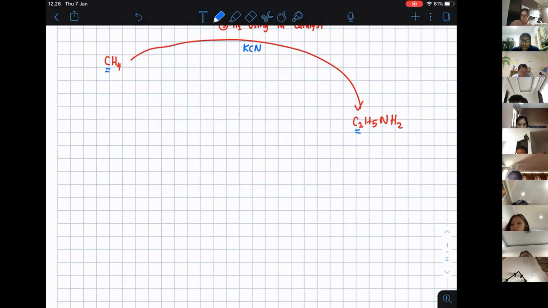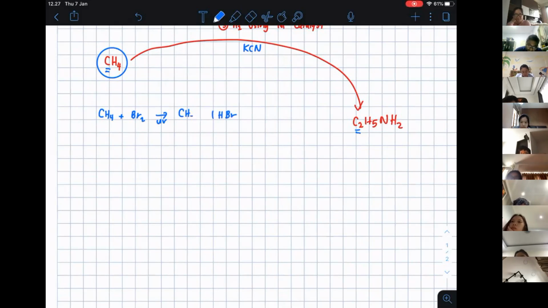KCN will only react with halogenoalkane. So you need to change this into halogenoalkane. How do you change CH4 into halogenoalkane? Lavi. Is it reacting it with LiAlH4? No, I think you just straight away react CH4 with Br2 under UV light, and then they will give you CH3Br and HBr. You already forgot this? Didn't think of it. Yeah.